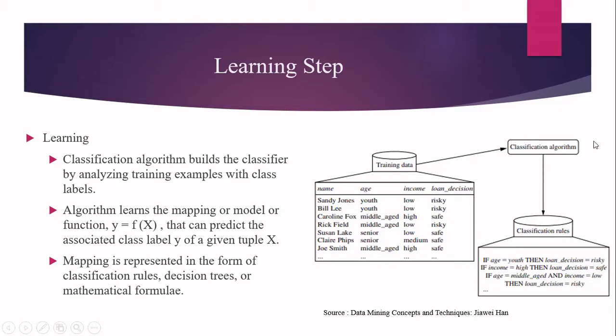Now what this algorithm is going to do is learn the features with the help of this training data. So the algorithm learns the mapping, or the model, or the function, which is y = f(x). Here x stands for your input features. According to this example, the features are name, age, and income. All these are the input features. With the help of the input features, the algorithm should predict this y. y is the class label. According to this, it is the loan decision.